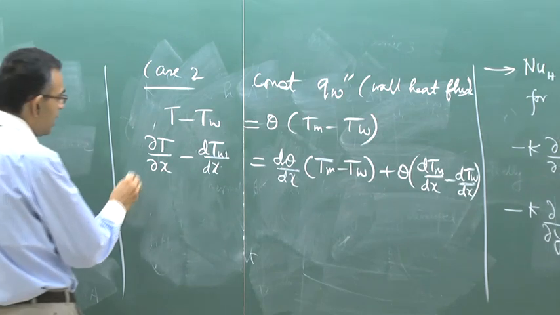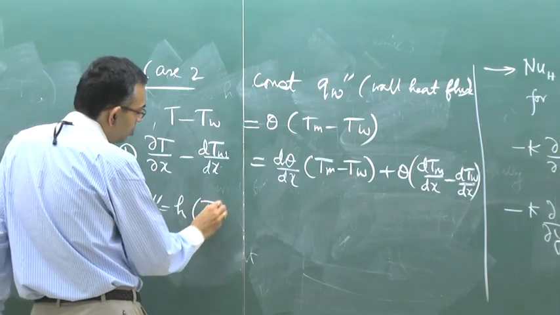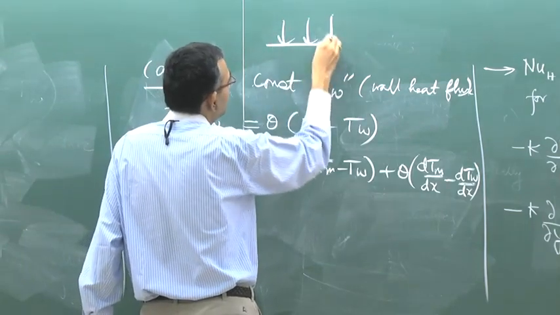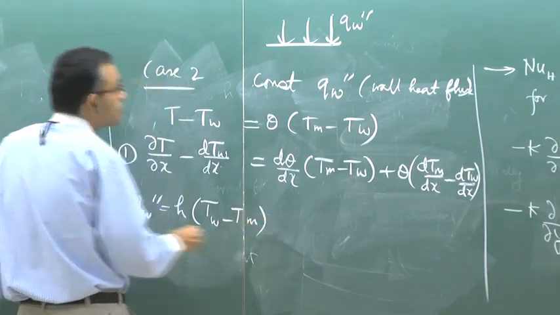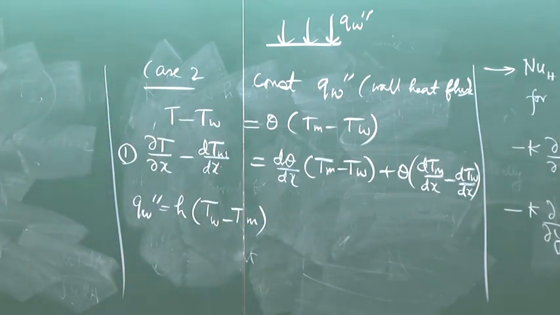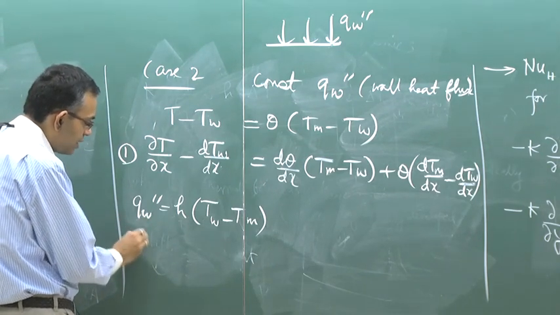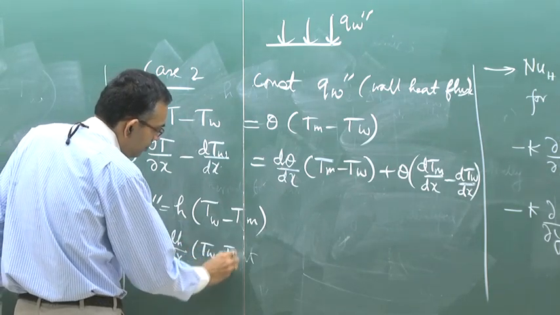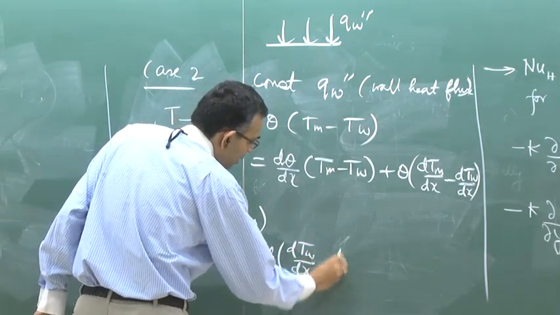Now, what is the wall heat flux? Let us say this is equation number 1. What is the wall heat flux? This is equal to h into, if you are directing the heat flux in this direction at the top wall, then it is h into T wall minus Tm, right? So, constant wall heat flux. If you differentiate with respect to x, 0 is equal to dh/dx into T wall minus Tm plus h into (dT wall/dx minus dTm/dx), right?